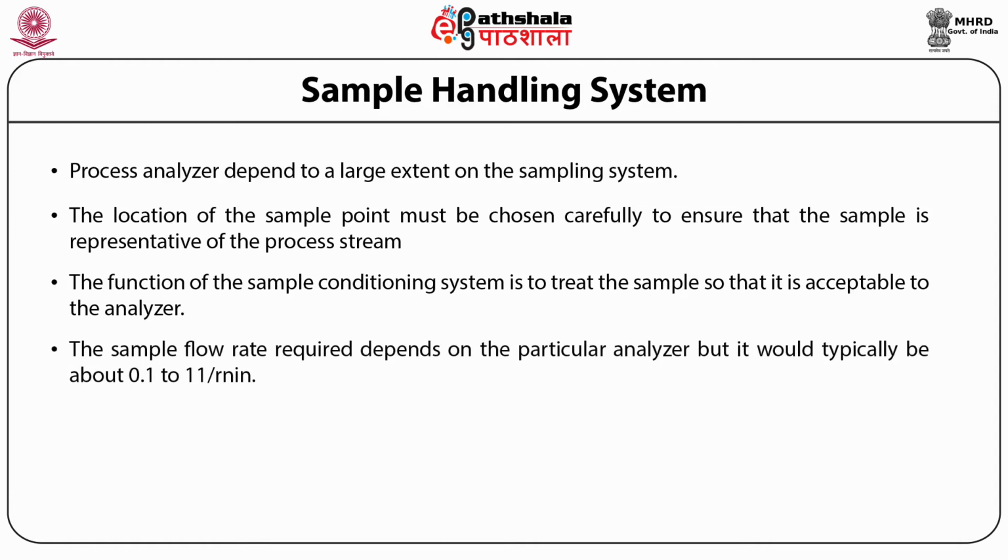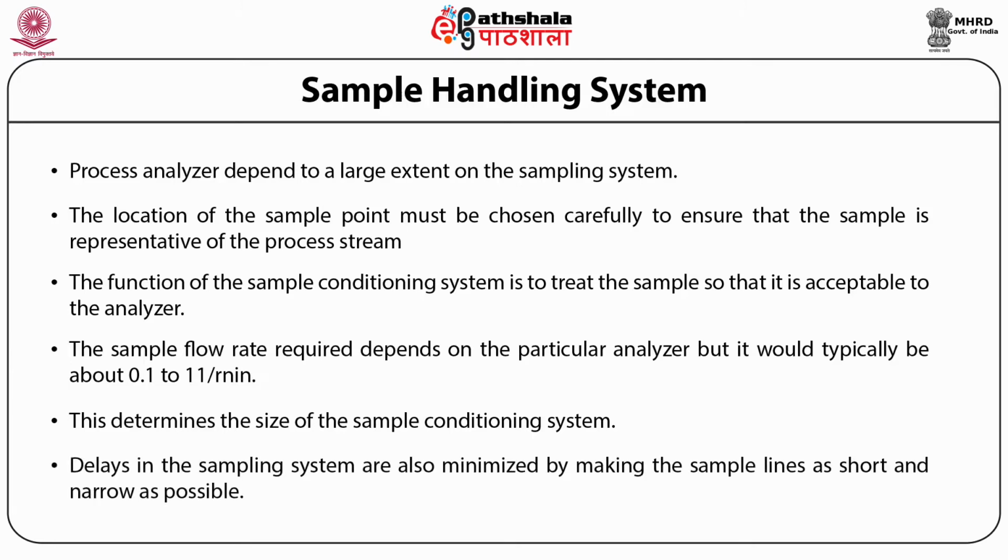The sample flow rate required depends on the particular analyzer, but it would typically be around 0.1 to 1 liter per minute. This determines the size of the sample conditioning system. To reduce the time required for the sample to travel from the sampling point to the analyzer, a much larger sample flow is normally taken from the process stream, and most of this is returned to a lower pressure point in the process via the sample bypass line. Delays in the sampling system are also minimized by making the sample lines as short and narrow as possible.